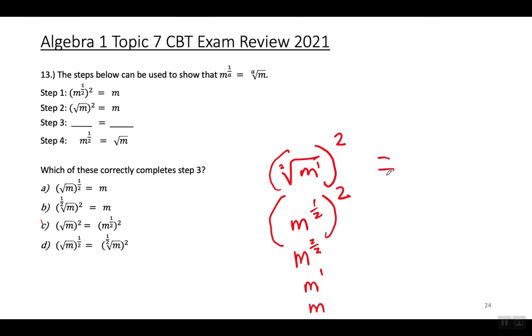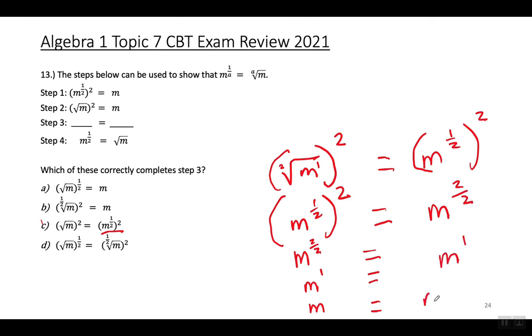Okay, now look at the right-hand side of the equation, okay? En la parte a la derecha, I got m to the 1/2 power raised to the second power. Multiply their exponents, you get m to the 2 over 2 power, which equals m to the first power, which equals m. Okay, at least this one, the left side equals the right side. Okay, esta la parte en la izquierda es equivalente a la parte a la derecha.